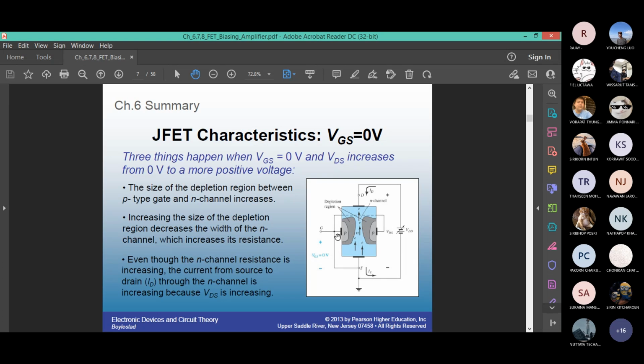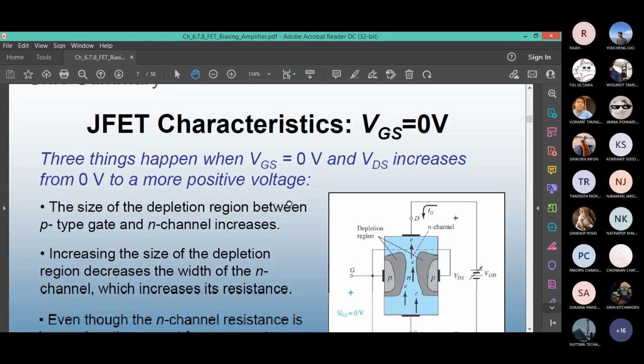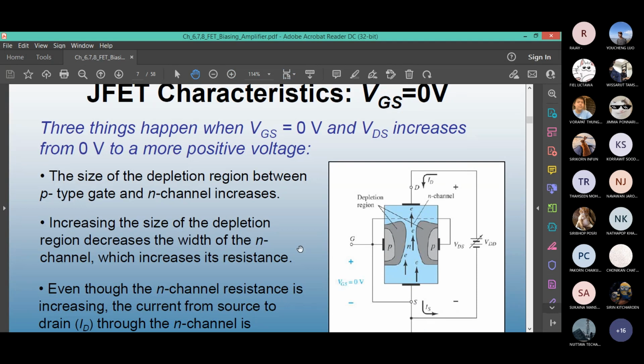The first operating condition: you keep the gate source voltage at 0 and keep increasing the drain source voltage. What is going to happen? The depletion region is becoming wider and wider. At some point of VDS, the two depletion regions will touch each other.